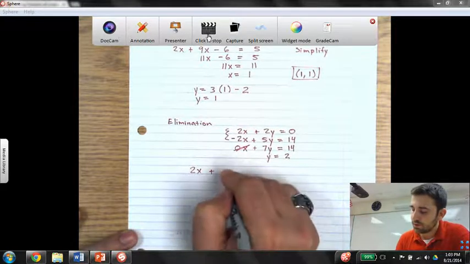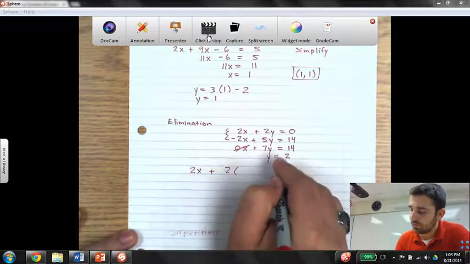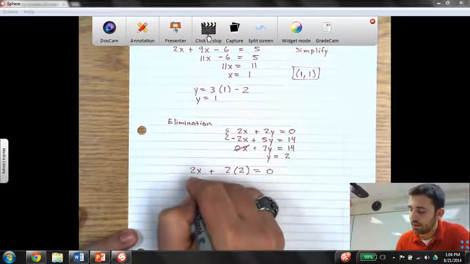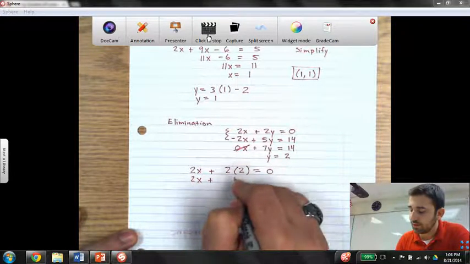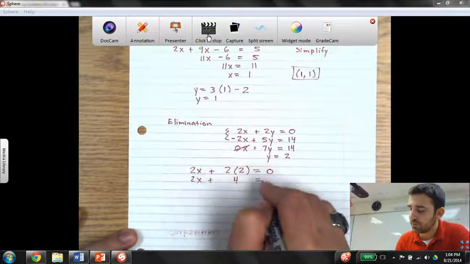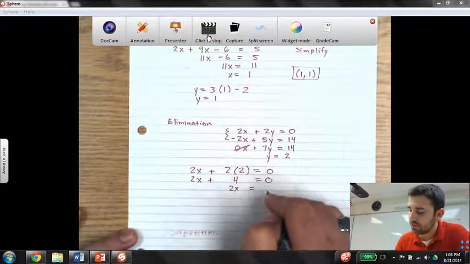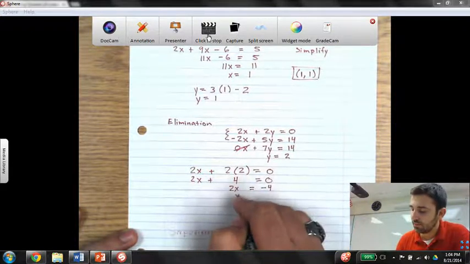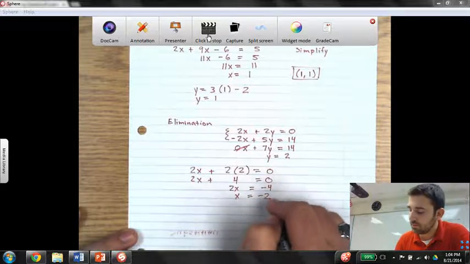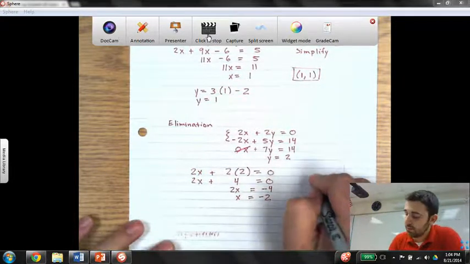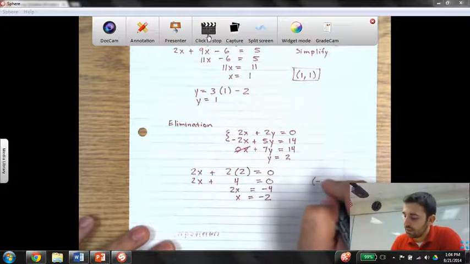So 2x plus 2, the value for y, which is 2, equals 0, and start simplifying. 2 times 2 is 4, so 2x plus 4 equals 0. Subtract 4 from both sides, and I get 2x equals negative 4. Divide by 2 and that gives me x is equal to negative 2. And once again, write your solution in coordinate form.